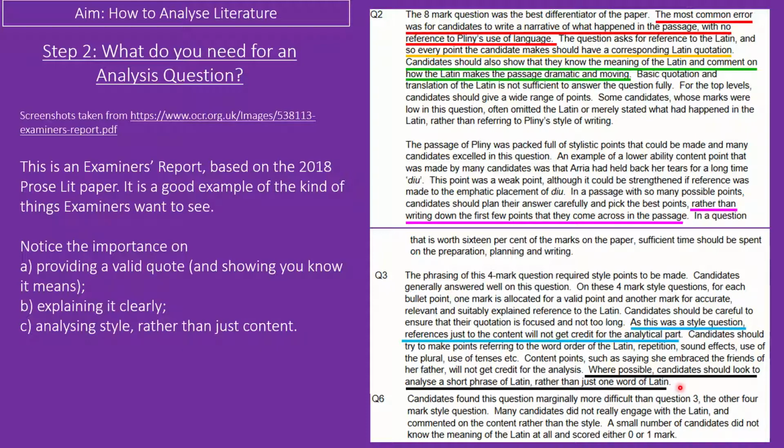It's quite common for a candidate who doesn't really know the Latin to just give one word that they know the meaning of and desperately try to argue that that one word's really important and make it work. It's fairly obvious when a candidate's doing this and they don't really know what's going on, and the examiners don't like it. They expect you to know what the passage means. Many candidates did not really engage with the Latin and commented on the content rather than the style. Again, these 4-mark questions, they want you to be talking about style. So everything that we did in the previous video, that's all there. Repetition, sound, choice of word, all this kind of stuff, it's all in there.